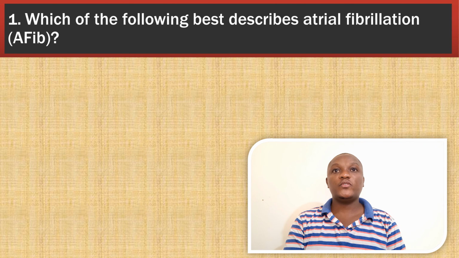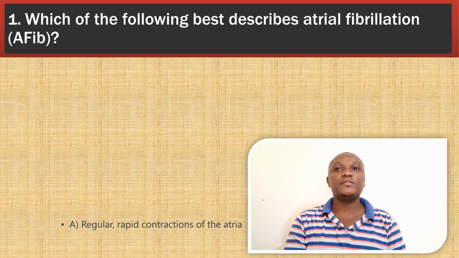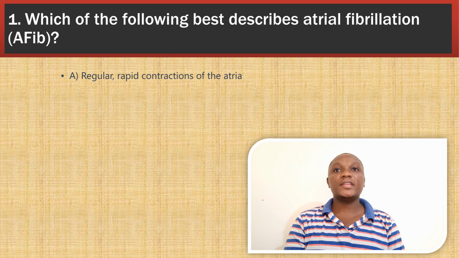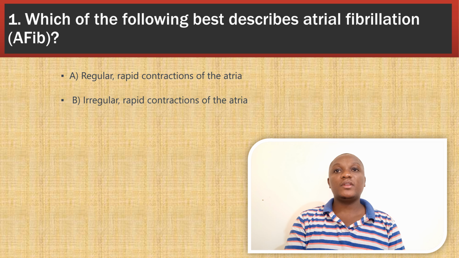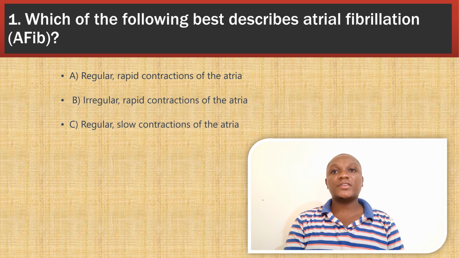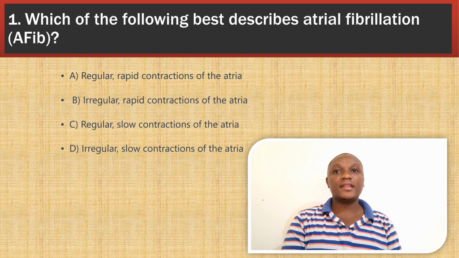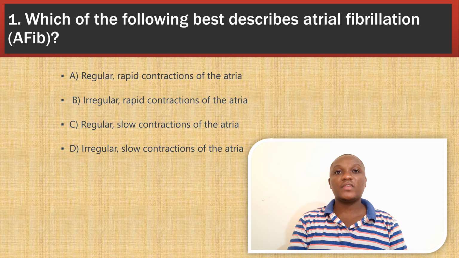Question 1. Which of the following best describes atrial fibrillation? A. Regular rapid contractions of the atria. B. Irregular rapid contractions of the atria. C. Regular slow contractions of the atria. D. Irregular slow contractions of the atria. Pick your answer.